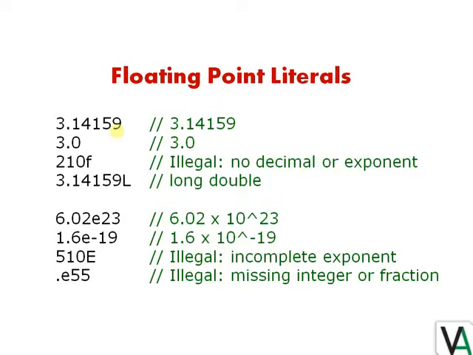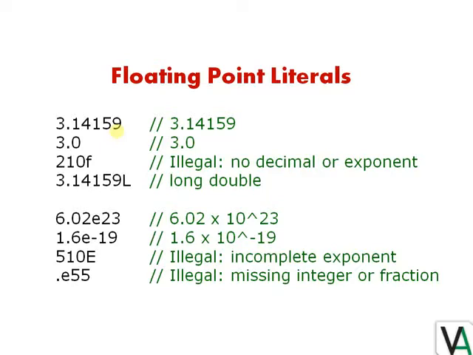In the upper section we have the decimal form, and in the lower section we have the exponential form. You can see in the lower section e is the exponent. In the first we have 3.14159. 3 is the integral part and 14159 is the fractional part. You can see the decimal point also. Okay, let's move to the next section.